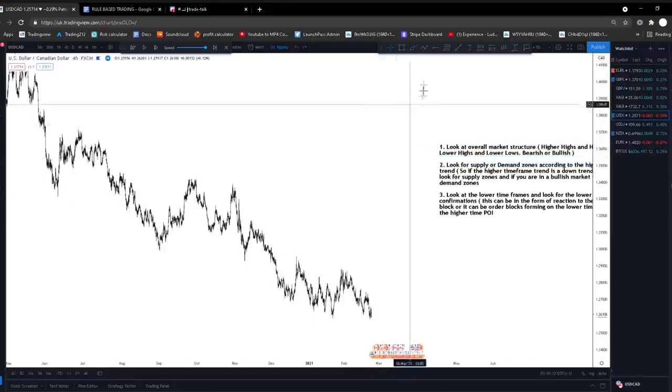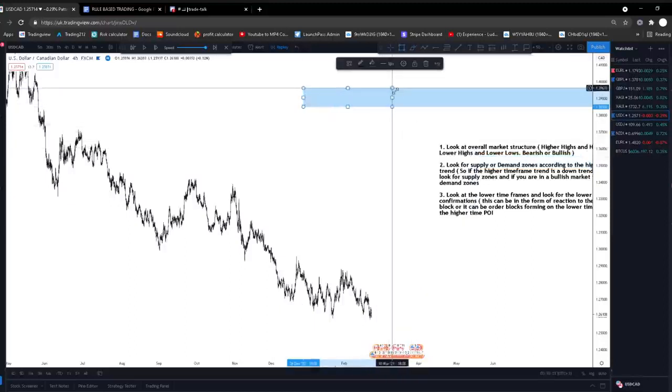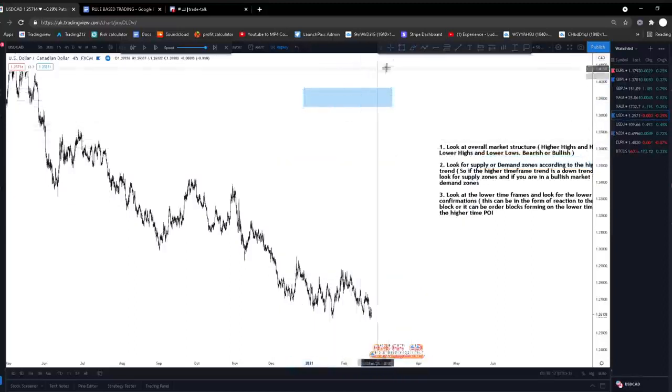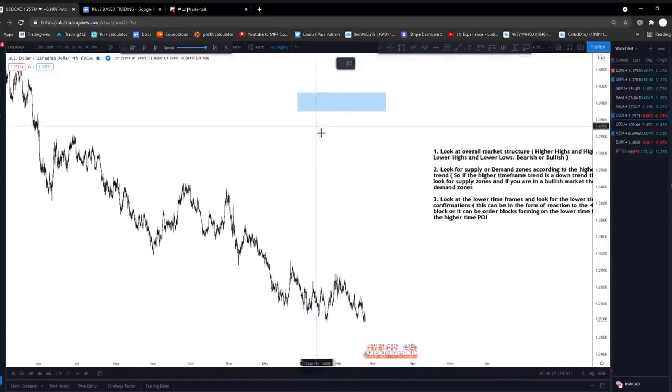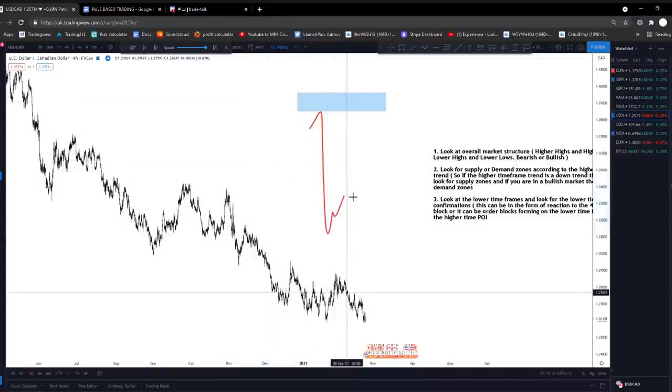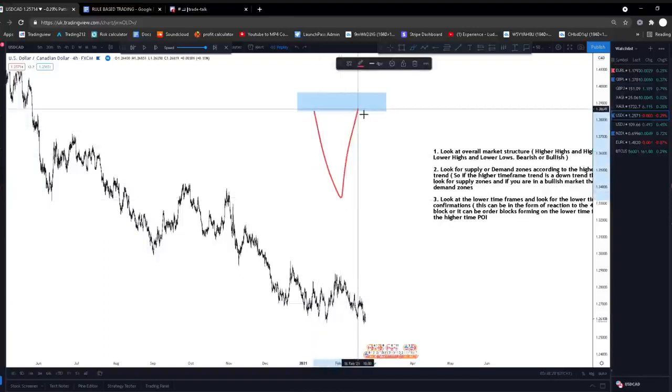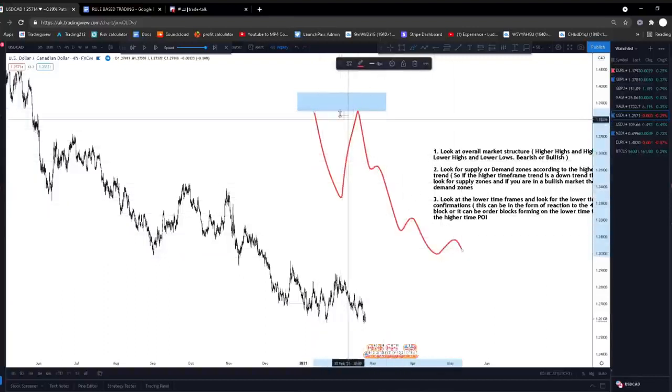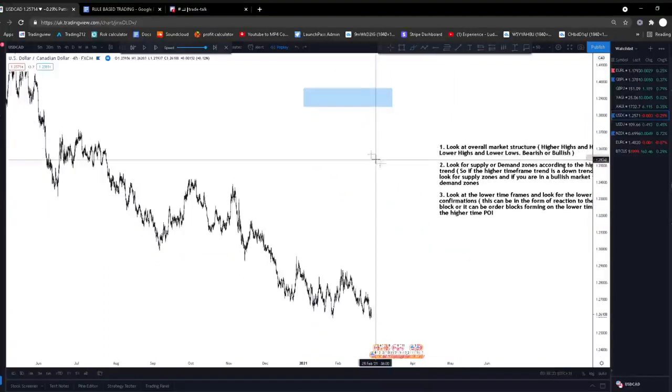If it's a supply zone, we have a similar thing, right? We have the market first form our supply zone. The market comes into it, drops off, right? Break of structure, remember, and I'm going to be going through this later on. And then we want to see the market come back to our supply zone and then drop off some more, which is where we will enter ourselves, right?